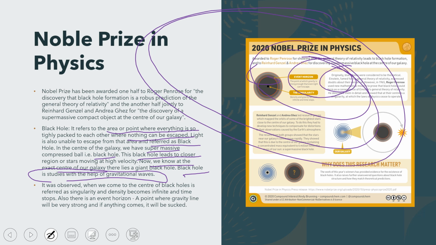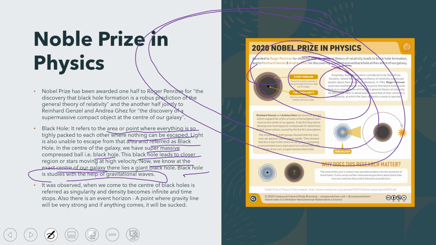And black holes have two horizons, one is the event horizon and the other one is the singularity. The event horizon will attract anything that comes into that horizon, and it will be thrown to the singularity, and ultimately the density of that material will be infinite, nothing can escape, and time will stop.